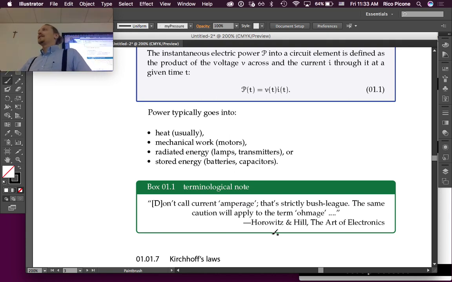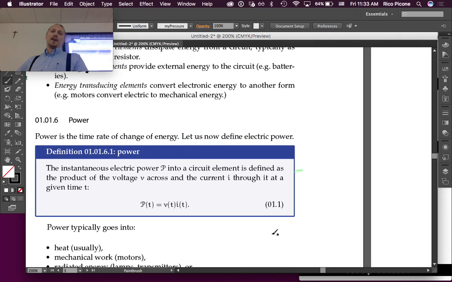Same applies to resistance. Don't call it ohmage. That one's not used as often. But current being amperage, it's used a lot. And if you want to feel superior, use that.